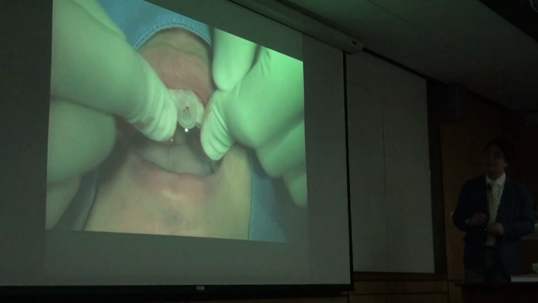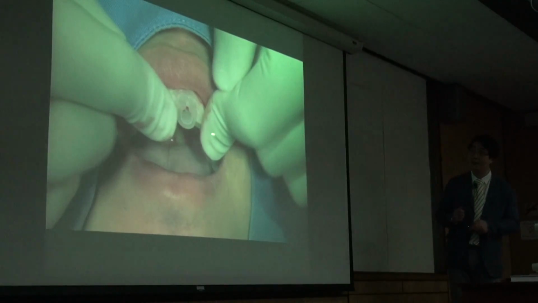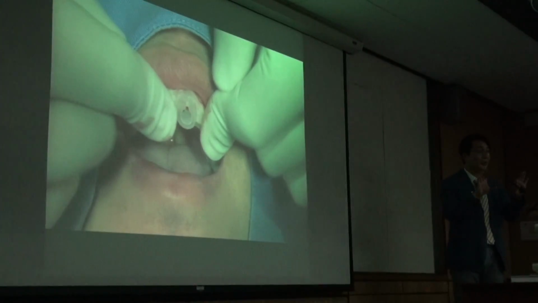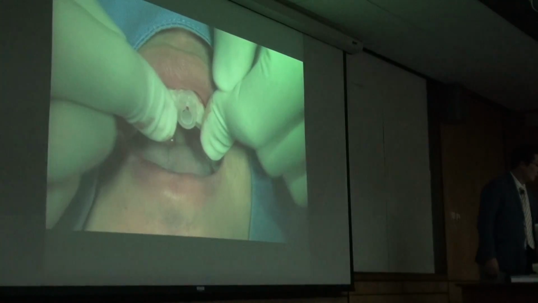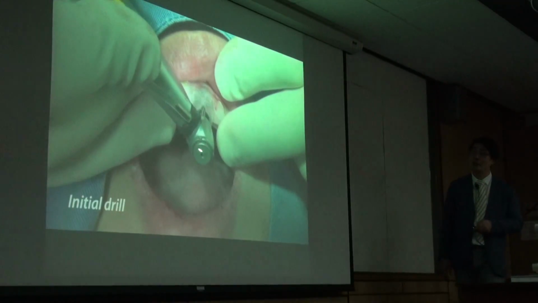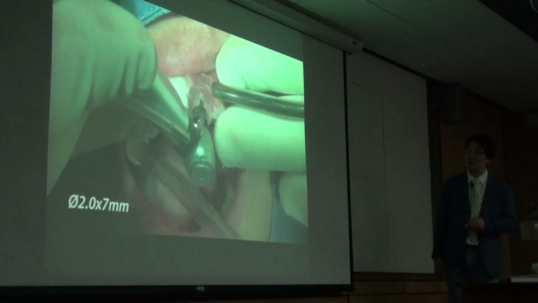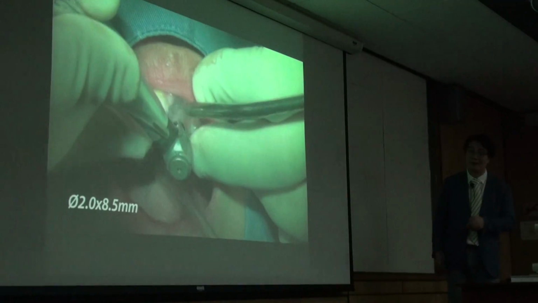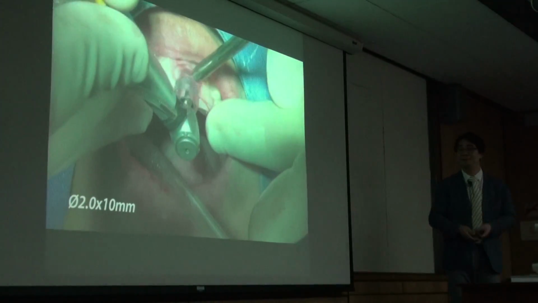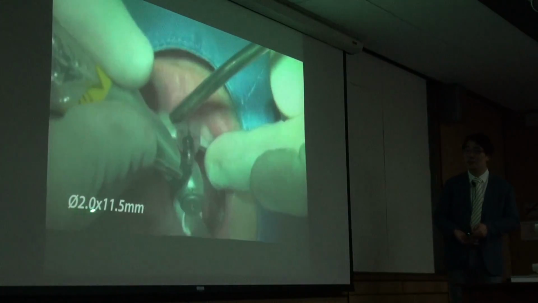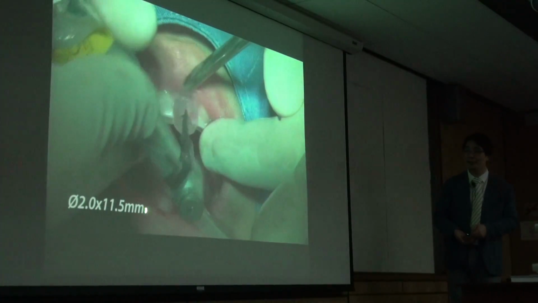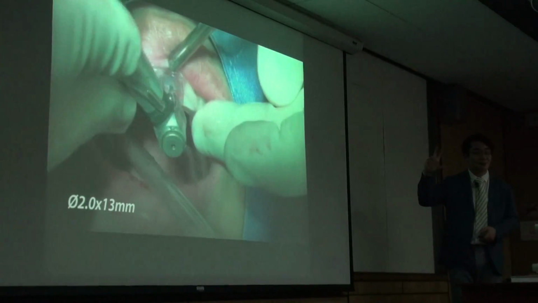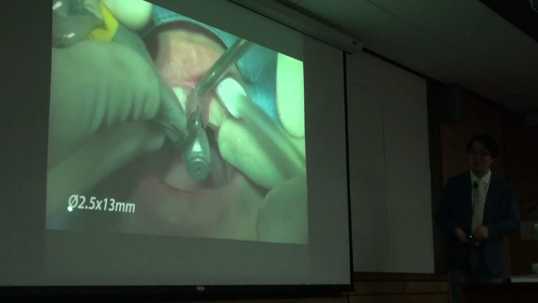When you put in a stent, if your impression is very perfect, there is no gap. And you can see this kind of hole. Using these holes, you can check the adaptation of the stent. Starting the drill, there is no bone contact. So using the 2.0, always check that the drill is perfectly sitting on the stopper. 2.0 by 10, 11.5, 13. This is the final depth. After that, increasing the drill diameter.